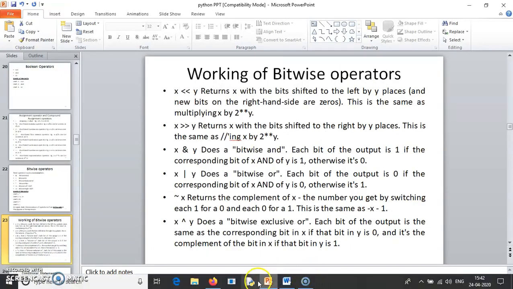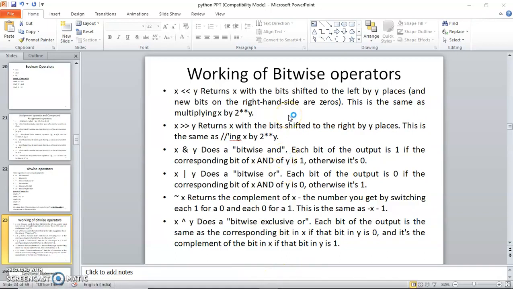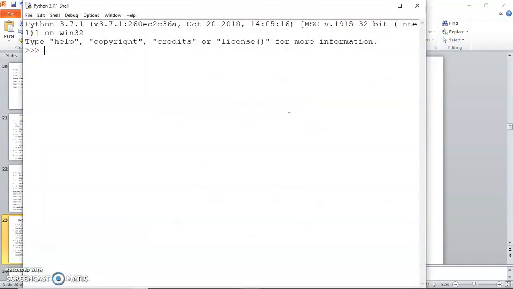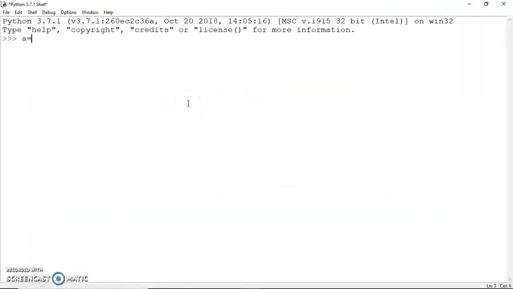So let us begin a Python interpreter session to recap the bitwise operators that we discussed in the previous videos, so that we are connected with this topic. Let's suppose that we have taken a variable a as 4. In binary it is represented as 0b100, where 0b represents binary. And if we take b equal to 9, its binary would be 1001.